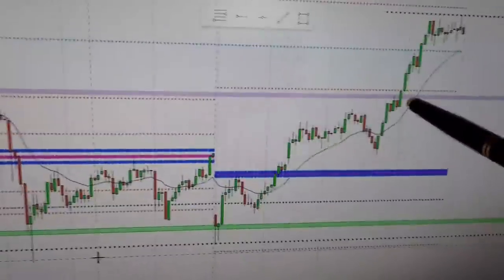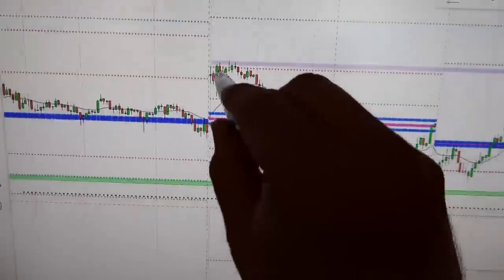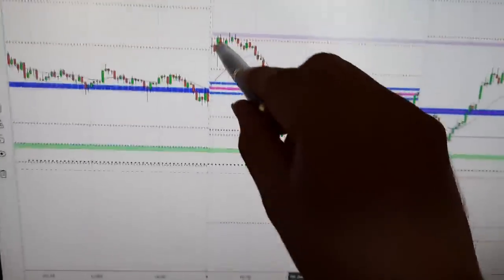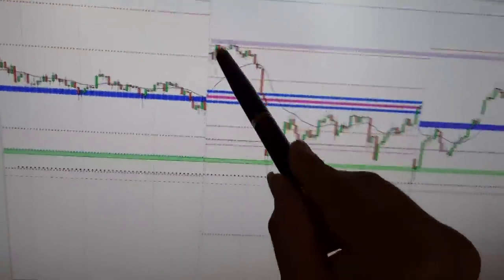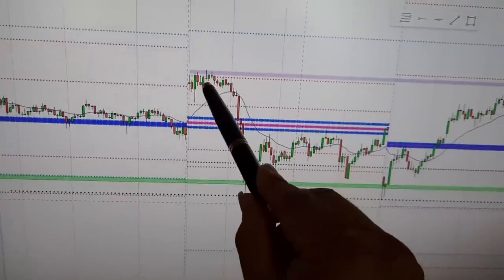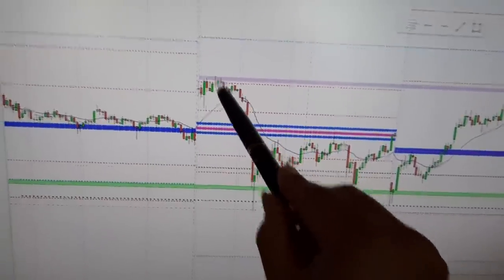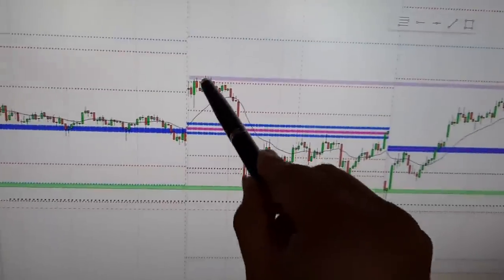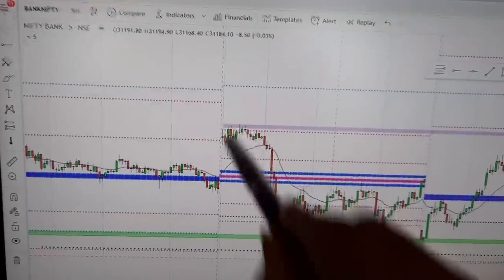Yesterday, if you look at the chart clearly, the breakout happened here in Bank Nifty. Why? Because this was the supply zone in Bank Nifty on 4th of January. Look at this. The market opened bullish, could not sustain. Then a big crash. Look at this crash from here to here. Then this is your supply zone.